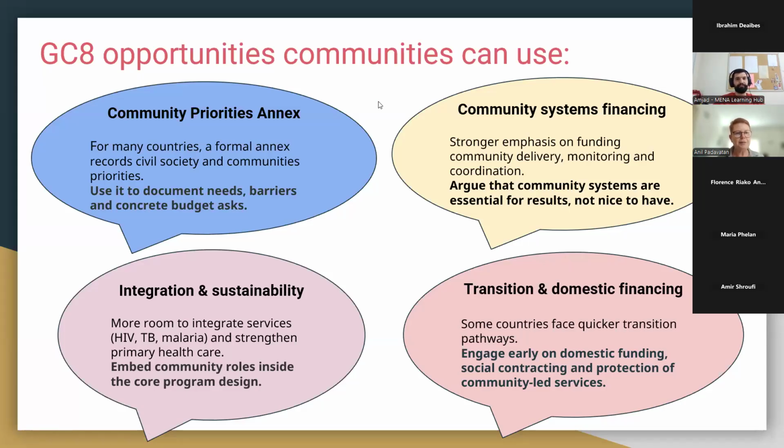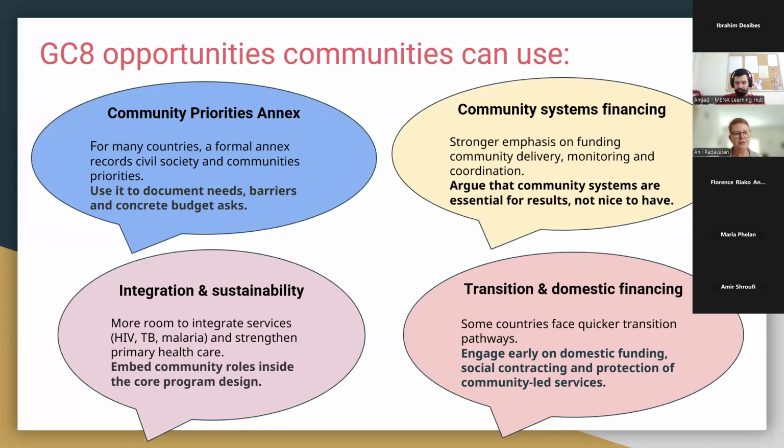GC8 does provide us with some important opportunities. First of all, there's the community annex, which is now compulsory in some portfolios, and that's a very, very important tool. We also have an increased emphasis on community systems financing, and this is very important because we need to make sure that as we are shifting towards increased domestic financing, we're protecting community and strengthening community systems. And we need to be ready with the data to show that community systems are not a nice to have, they're not an added extra, they're really essential for results.